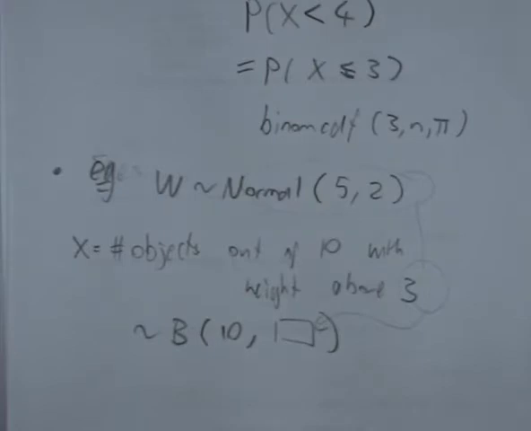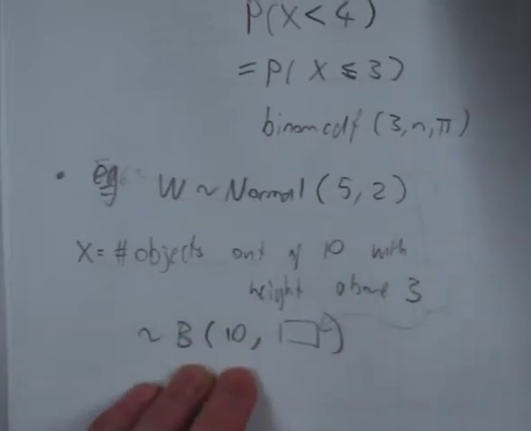And you would need to know how that's done to know that for a single object, how do I figure out how likely it is for it to be more than 3? Okay? So this is going to happen with the binomial all over the place.